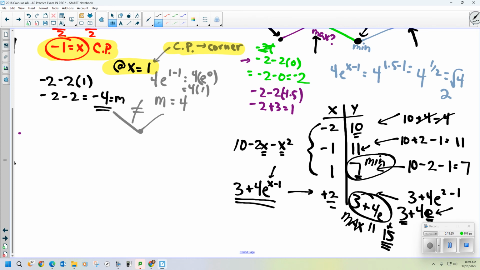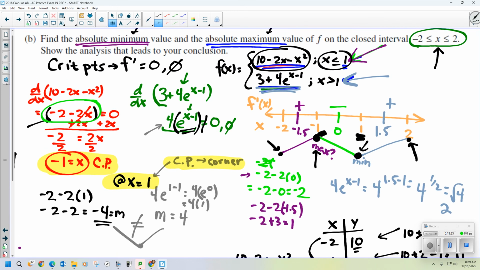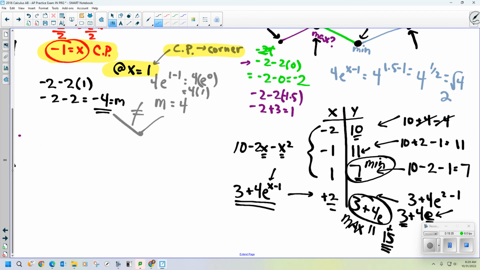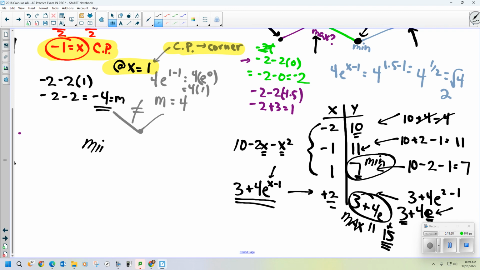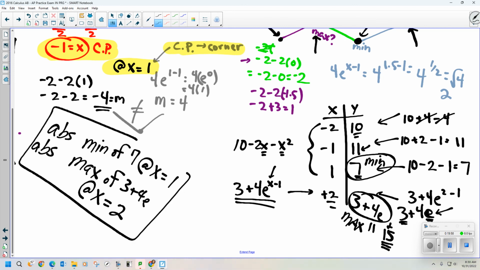Okay? So let's see if we actually answer the question. That was a lot of work. Show the analysis, which we did, to lead to your conclusion. Find the absolute min and maxes. Let's write it. There's a min of 7 at x equals 1, and a max, I guess we should say absolute, because this is what they're asking us. Absolute max of 3 plus 4e at x equals 2. So one of those endpoints did end up being our absolute, in this case, maximum.